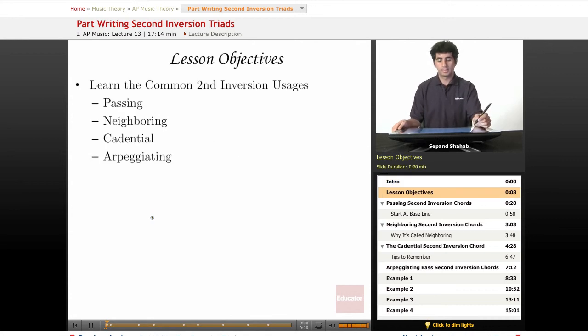So the objectives for this lesson are just to learn the common usages of second inversion or 6/4 chords. So we're going to look at passing 6/4s, neighboring 6/4s, and cadential 6/4s, and then also the thing called the arpeggiating 6/4.